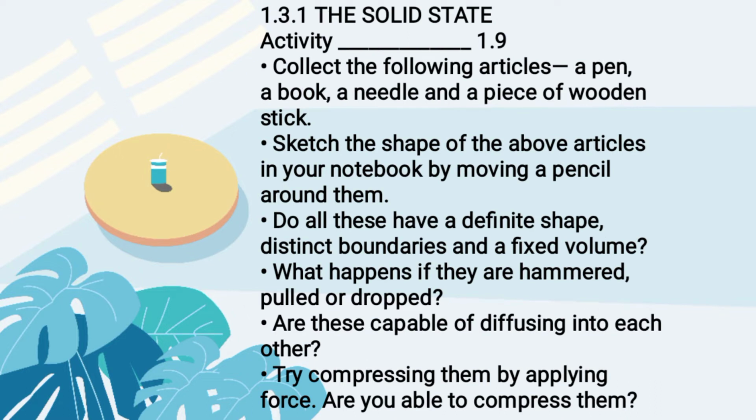The solid state. Activity 1.9. Collect the following articles: a pen, a book, a needle and a piece of wooden stick. Sketch the shape of the above articles in your notebook by moving a pencil around them. So take those articles, keep them on your book, move a pen around them and sketch them.